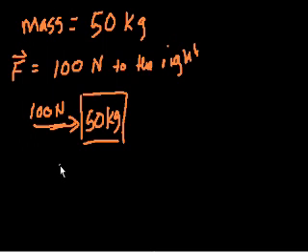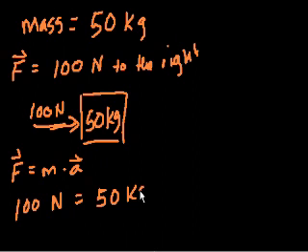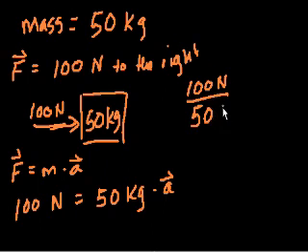So what's going to happen to this object? Well, let's use the formula. Force is equal to mass times acceleration. The force is 100 newtons. 100 newtons is equal to the mass, 50 kilograms, times the acceleration. So we can divide both sides by 50, and you get 100 newtons over 50 kilograms is equal to the acceleration. And it's 100 newtons to the right.